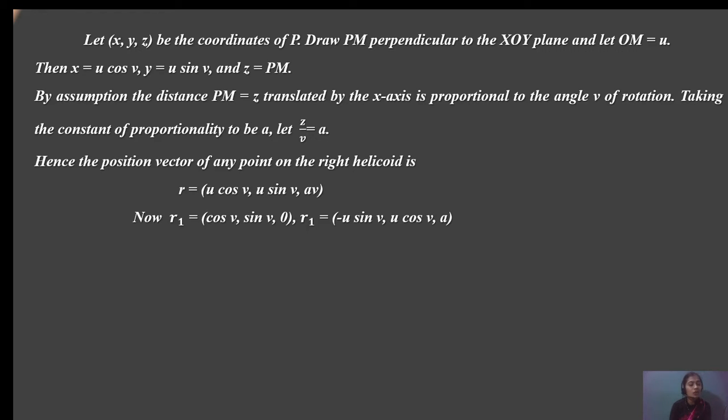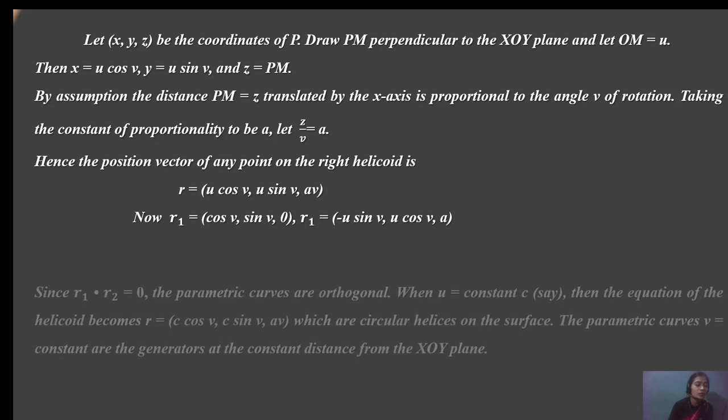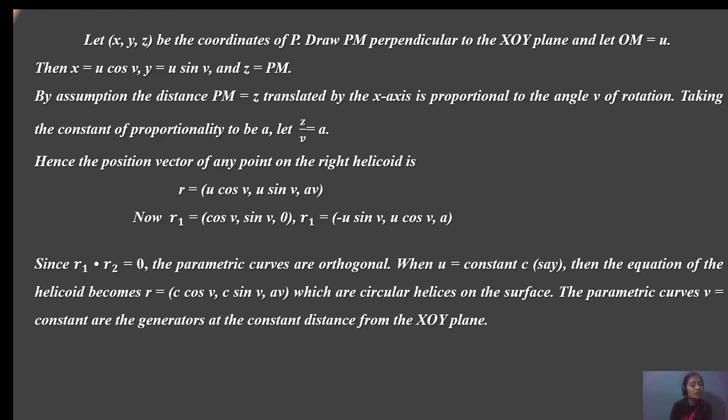r1 equals cos V, sin V, 0, and r2 equals minus U sin V, U cos V, A. Since r1 dot r2 equals 0, the parametric curves are orthogonal. When U equals a constant C, the equation of the helicoid becomes r equals C cos V, C sin V, AV, which are circular helices on the cylinder. The parametric curves V equals a constant are generating lines at a constant distance from the XOY plane.